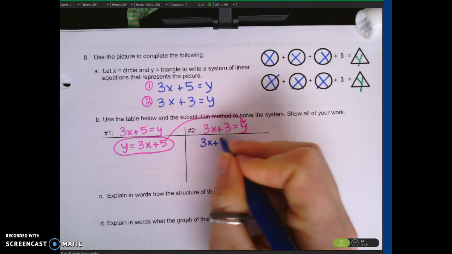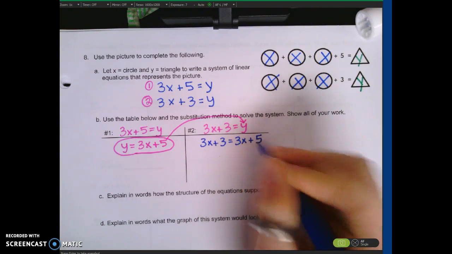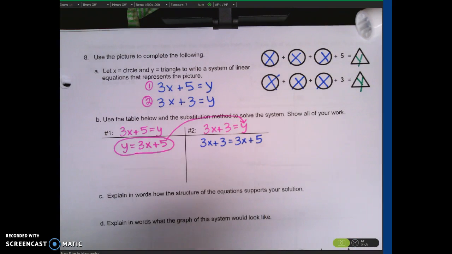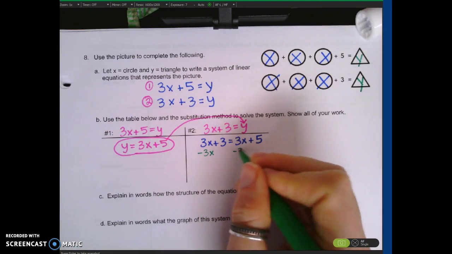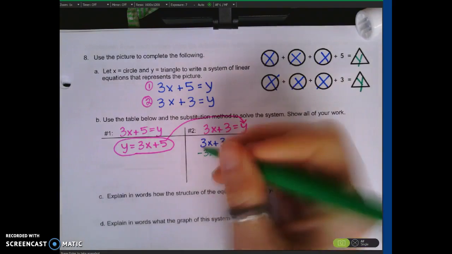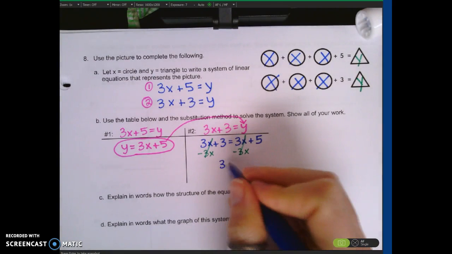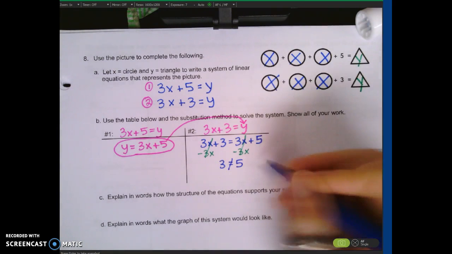3x plus 3 equals 3x plus 5. Now we have only one equation with one unknown, which we can definitely solve for. First thing is let's bring all our variables to the same side. If we subtract 3x on both sides, oh no, our variables canceled out. Are we left with a true statement or a false statement? I hope you answered that question. You're right, this is a false statement.